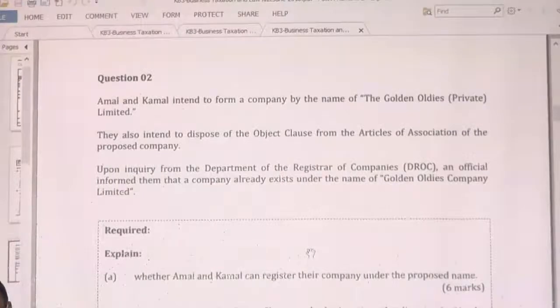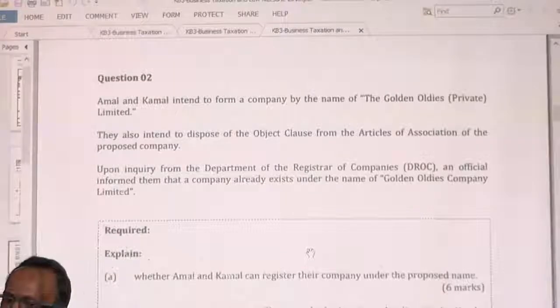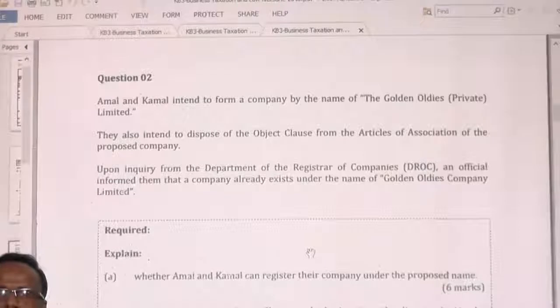So, this is where the cardinal theory comes in, that a company shall always have an object clause, the objective, the purpose for which the company is formed. So without the object clause, you cannot form a company. You cannot incorporate a company under the company's law. So this is how you need to explain in your answer to this question.